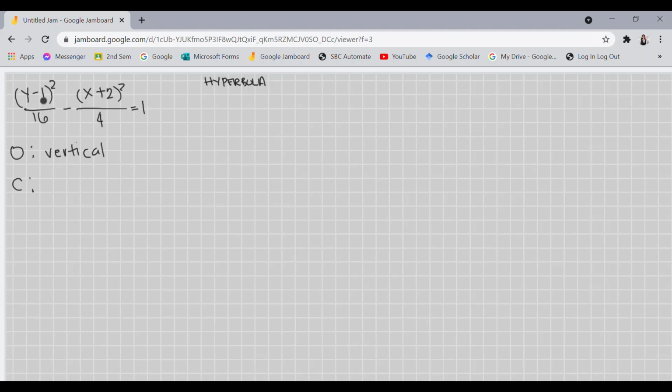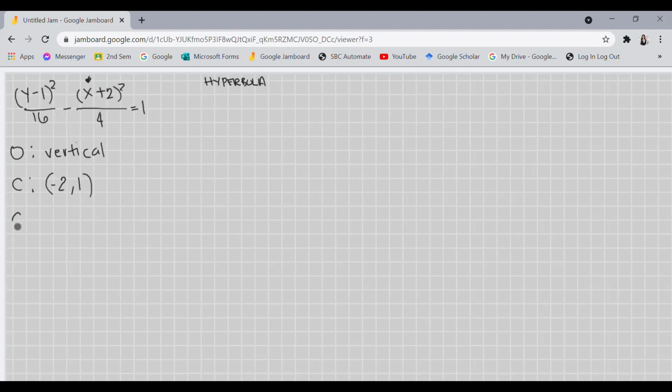And then for the center, the coordinates of the center are based on the x and y in the numerator. For the x-coordinate, you base it on the term with x. So x + 2, again plus 2, meaning in the coordinate it is the opposite, or the negative. And then for y − 1, that is positive 1. So for the center, we have (−2, 1).